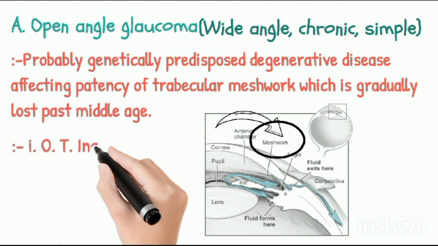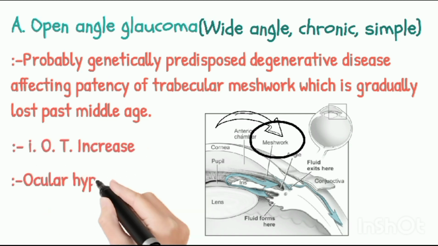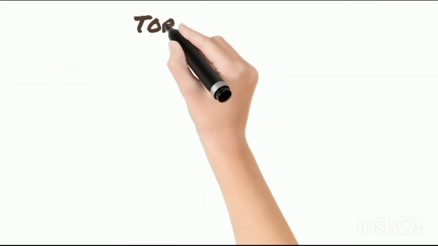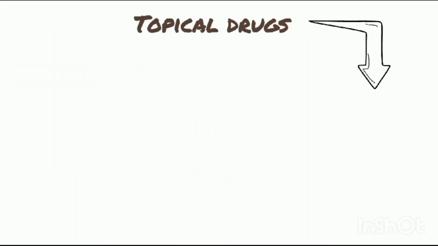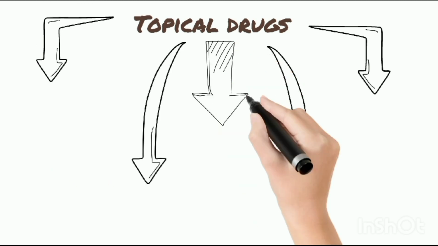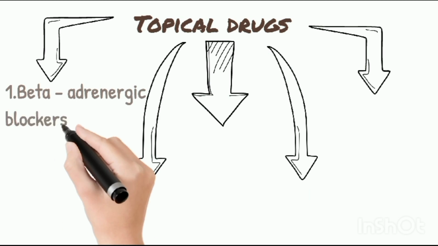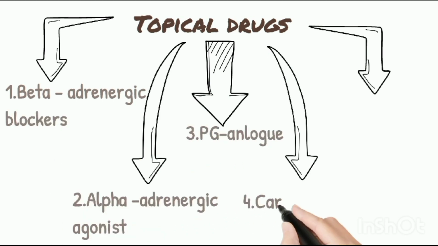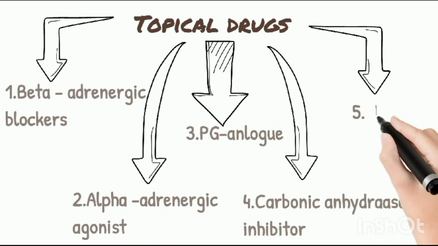In open angle glaucoma, intraocular tension increases and ocular hypotensive drugs are used on a long-term basis to treat it. Now we read about the ocular hypotensive action of topical drugs, which include 5 categories: beta adrenergic blockers, alpha adrenergic agonists, prostaglandin analogs, carbonic anhydrase inhibitors, and the fifth one is myotics.